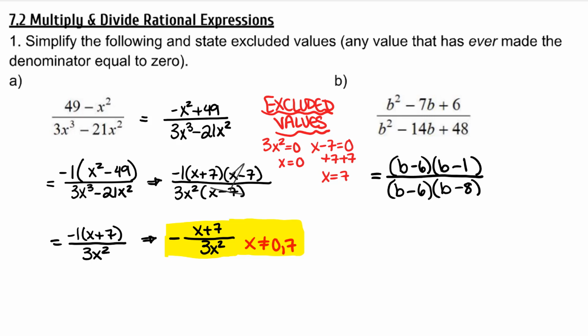Before we reduce, let's find our excluded values. Anything that makes the denominator equal to 0. That would be 6 or 8. Now reduce. B minus 6 divided by B minus 6 is 1. And you're left with the expression B minus 1 over B minus 8, where B cannot equal 6 or 8.